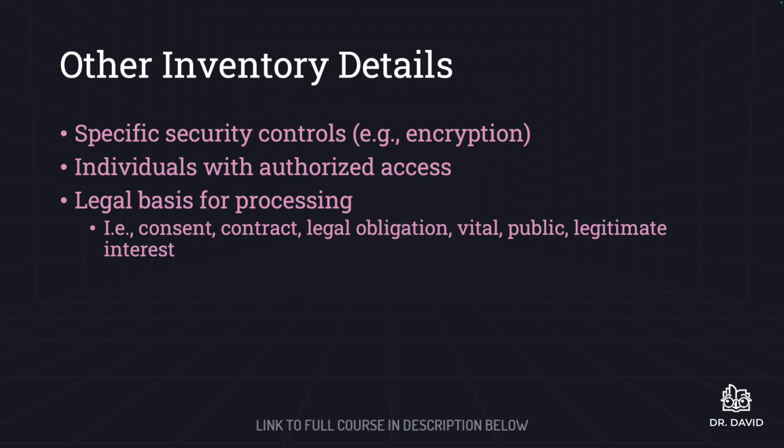The inventory might also list the individuals with authorized access and the legal basis for processing. We will discuss the legal basis for processing in a future lecture, but there are a handful of those that you should remember for the exam. They include consent, contract, legal obligation, and three types of interest: vital interest, public interest, and legitimate interest. Again, we will come back to the legal basis for processing in the future, so you can just put that in the parking lot for now.